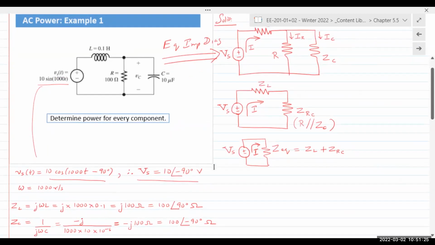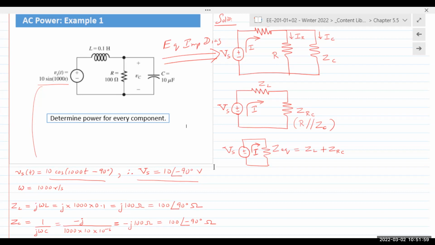Okay, so ZRC is a combination of R and C in parallel, and then we can see ZL is in series with ZRC. So total equivalent impedance, ZEQ, in our case, is ZL plus ZRC. You apply the same techniques, you apply Ohm's law, you find the total current I, and then we can expand it back up to find voltage across the inductor and voltage across the capacitor and the resistor. Now, the original question is find the power for every component.